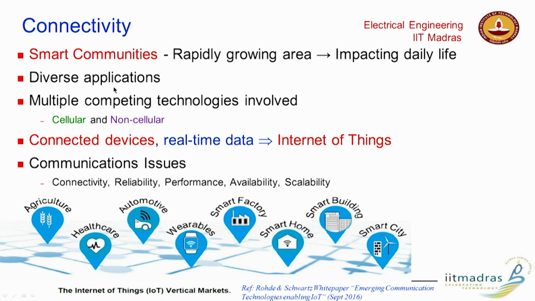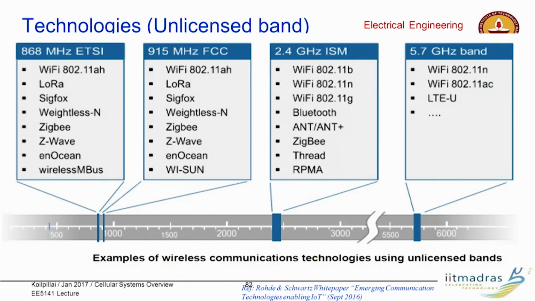Technologies that will meet these solutions can be cellular or non-cellular. There's nothing that says that it has to be a cellular technology. Most of these require connected devices. They have to do real-time communications, and again the popular term is Internet of Things, but we look at it as connectivity of a large number of devices. So, communications issues will be to provide connectivity, reliability, and to make sure that you can scale your network, because there will be thousands of devices that are communicating. So, interesting challenges that we have.